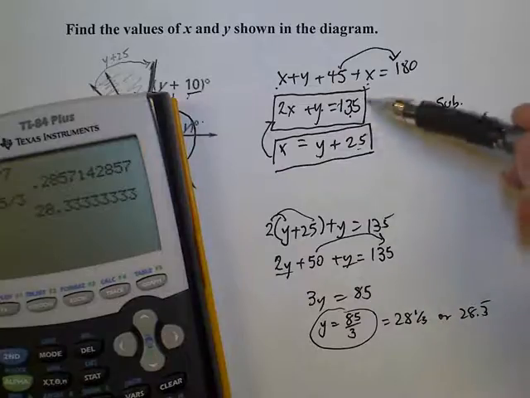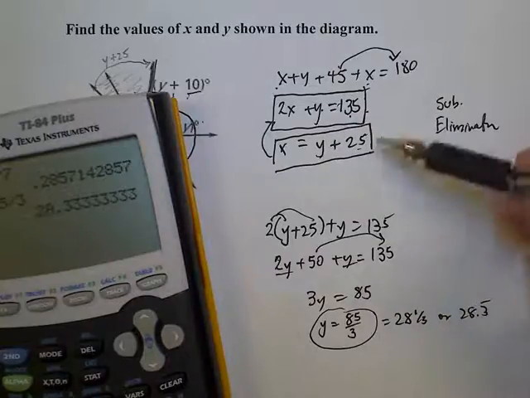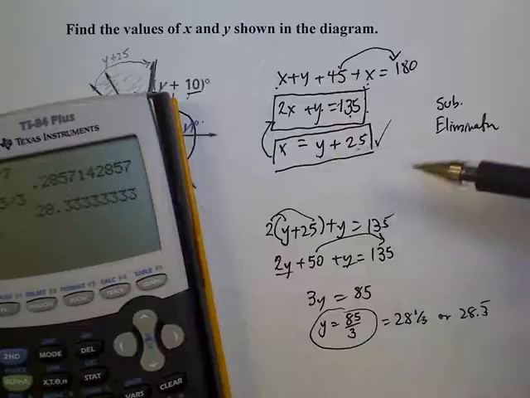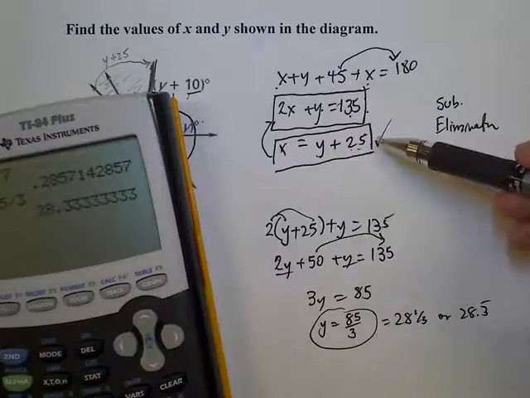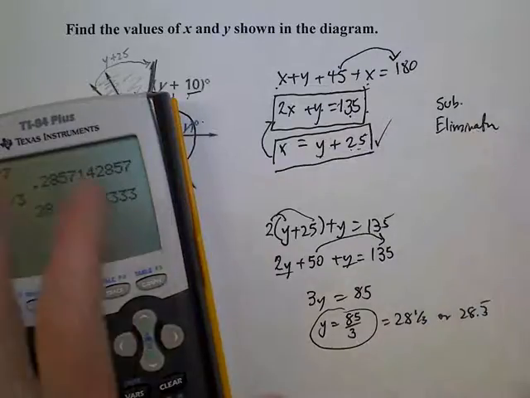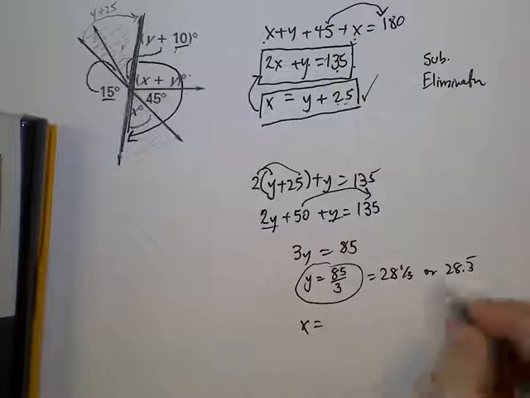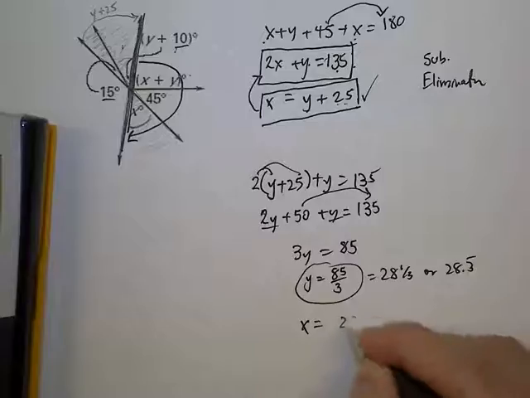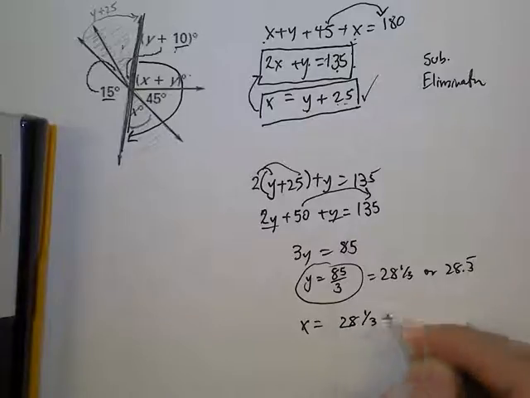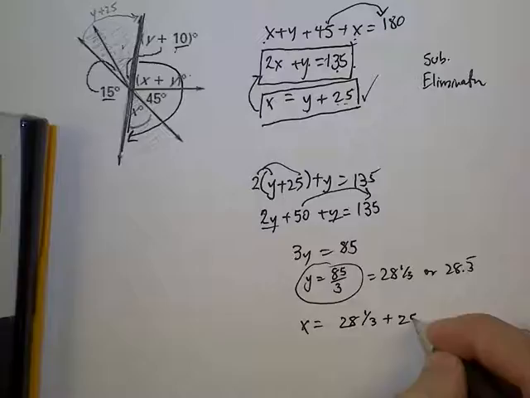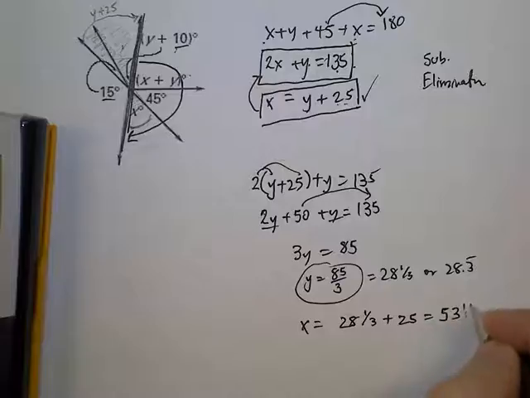We can select either one of these equations to put our y in. But this one makes the most amount of sense because it already has x by itself. All we have to do is take our answer and add 25 to it. So here x is equal to what we just found, which was 28 and 1/3, and we're going to add 25 to it to get 53 and a third. So there's the other answer.